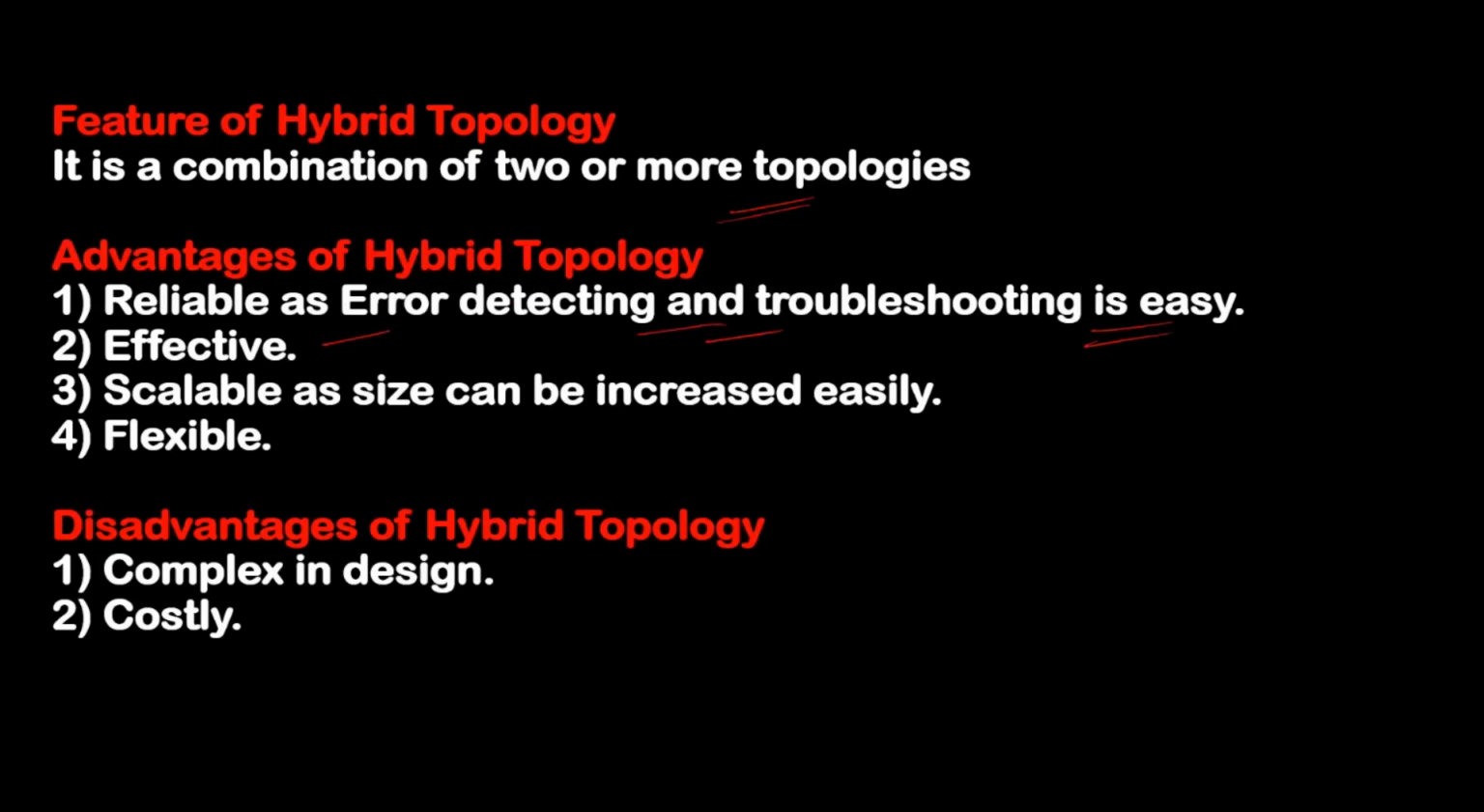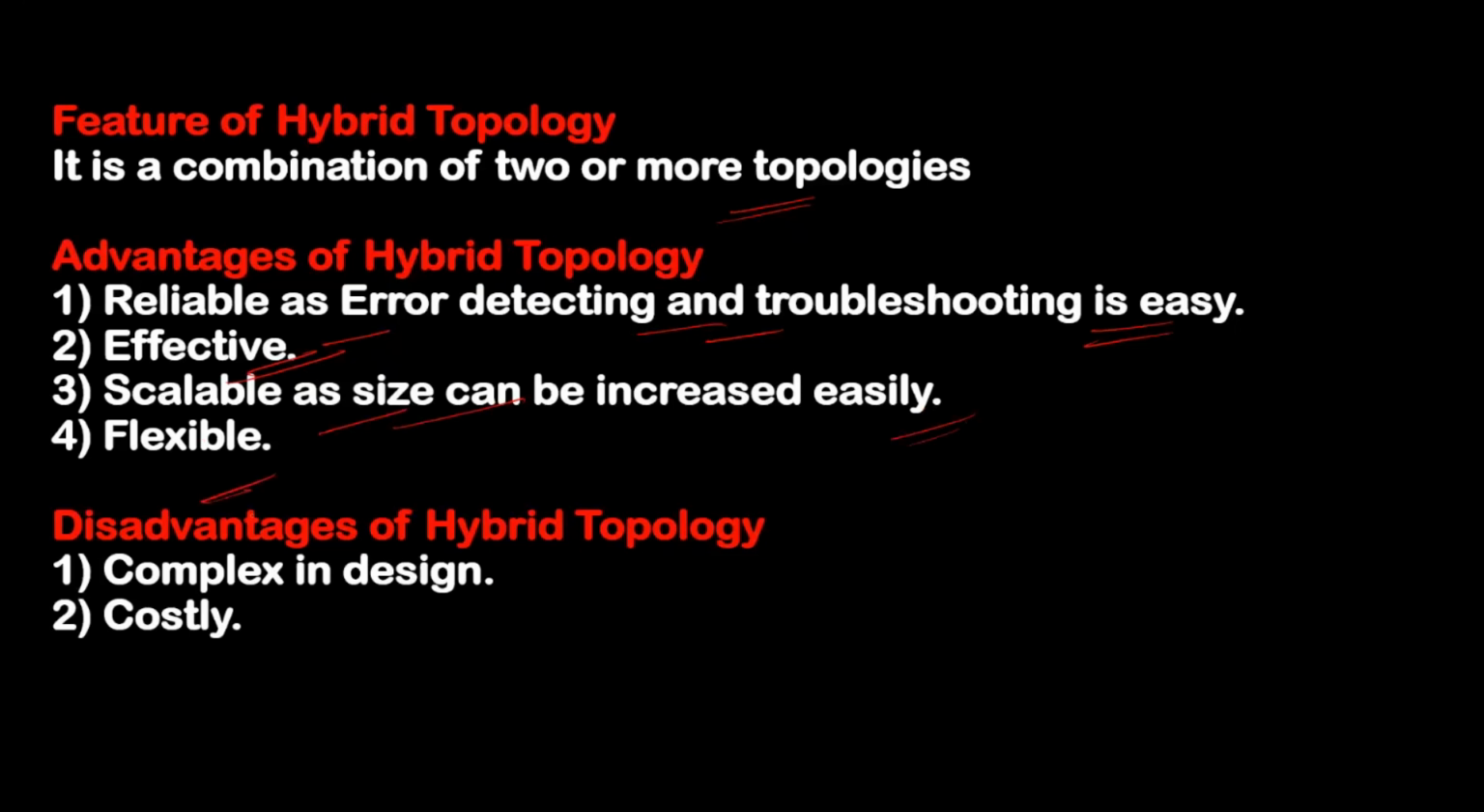So if any error occurs, you only have to check that topology. Means if any error occurs in the star topology, then you only have to check that star topology. No need to check the whole network. Effective means it works. Scalable as size can be increased easily. If you want to expand the size, you only have to add in the bus topology. You have to add devices, systems, and cable.